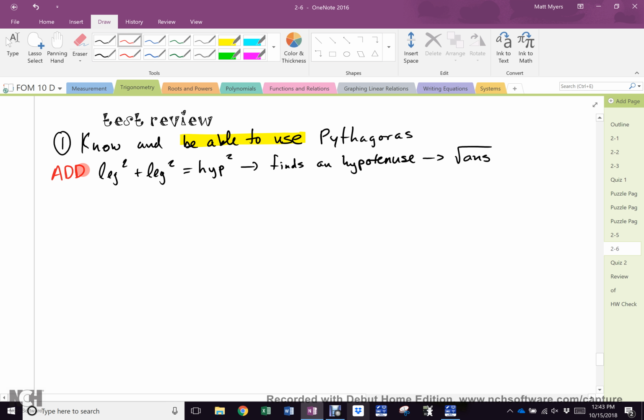What is my other option? Subtraction. What is that? Leg squared minus leg squared. No. No, I mean hypotenuse squared minus leg squared will get me a leg squared. What does that find me? Finds a leg. What must I remember to do at the end? Square root.